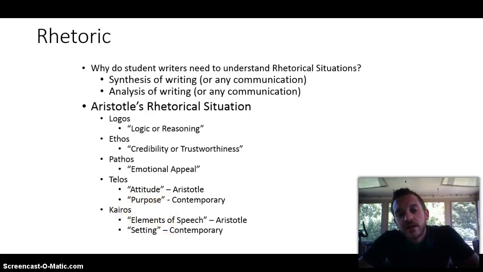And then kairos, contemporarily, means setting. And setting, in this context, does not mean when and where the piece of writing takes place. It's when and where the writing was composed. So often, some famous speeches, some famous books, pieces of writing might have been composed 100 years ago. So that setting of this piece of writing being from 100 years ago can help provide context to why the writer chose to compose this piece.